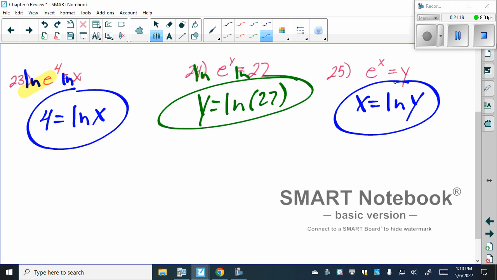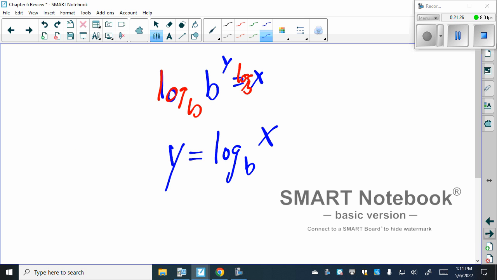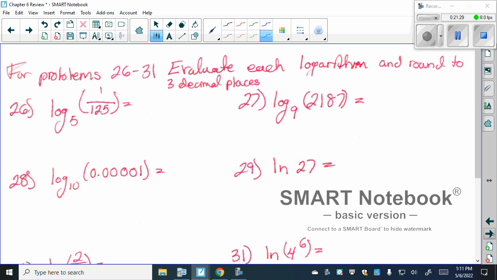any other questions on this here? With these here? Are you ready for the next ones? Evaluate each to around 3 decimal places. Type them in. So these here we just type into the calculator. Didn't you already have the answer for 26? It was negative 3. Because log base 5 of 1 over 125 is negative 3.